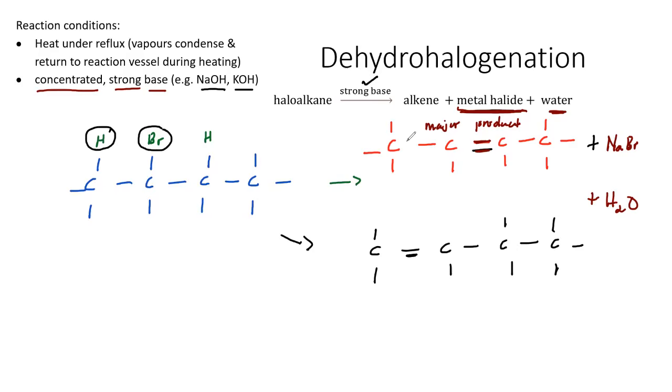Dehydrohalogenation. When I say the reaction conditions, there must be a concentrated strong base. I also need to tell you that there must be heat, and you must heat under reflux. I explained that. Heating under reflux is like heating in a container which is closed, so you don't allow the vapors to escape. They condense within and return to the reaction vessel during heating. That's what heat under reflux actually means, and that's dehydrohalogenation.